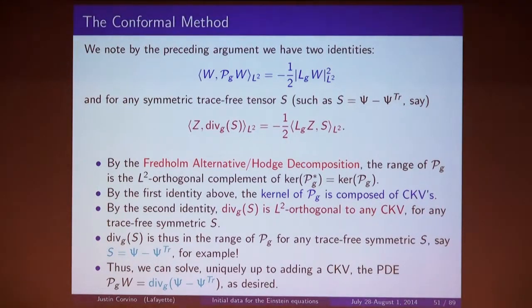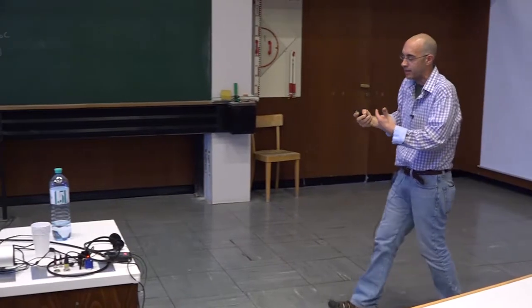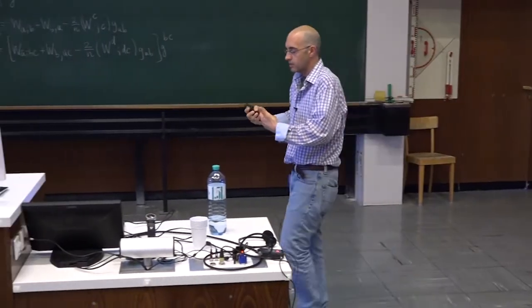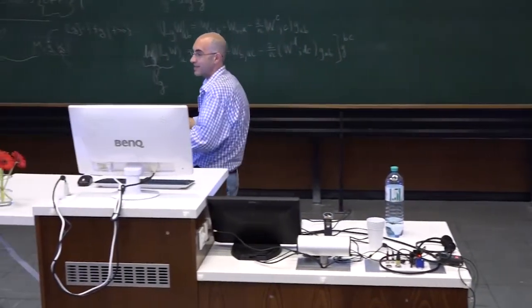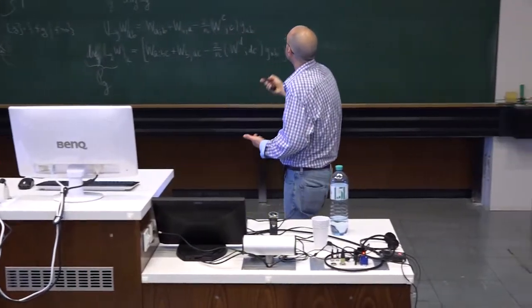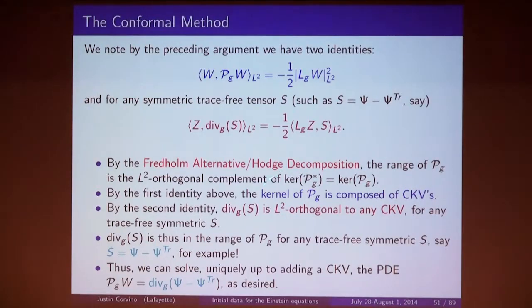All right. Let's run through these bullets and we'll see if you have any questions. By the Fredholm alternative or Hodge decomposition, we have an elliptic operator. We're trying to prove we can solve a PDE, so we want to show that a certain right-hand side of the PDE is in the range. The range is the orthogonal complement of the kernel of the adjoint, but it's self-adjoint. So the range is orthogonal to the kernel.